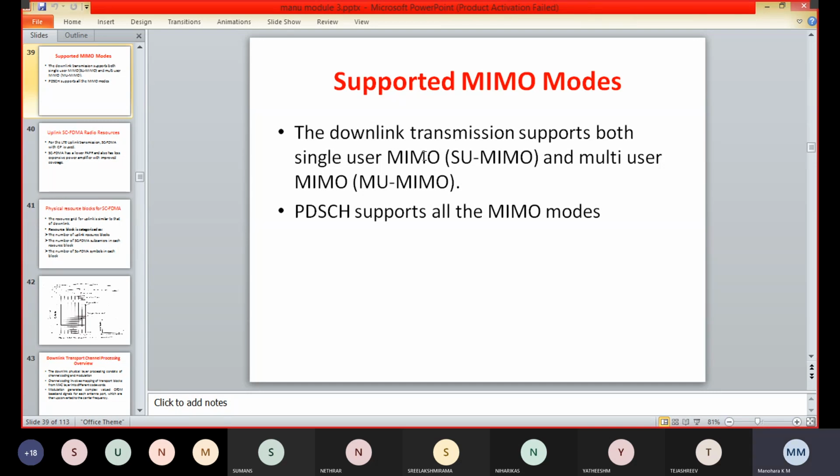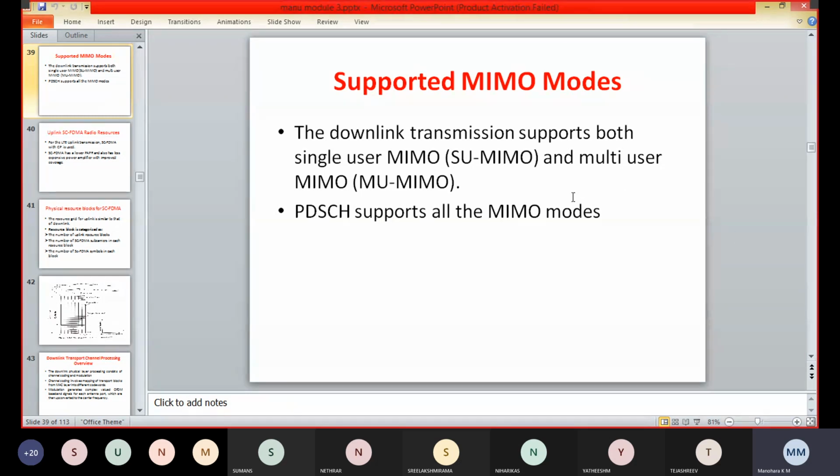The supported MIMO mode is restricted by the user equipment capability. The PDSCH physical channel supports all the MIMO modes, while other physical channels support transmit diversity, except PMCH, which only supports a single antenna for transmission. So this is about the supported MIMO modes.